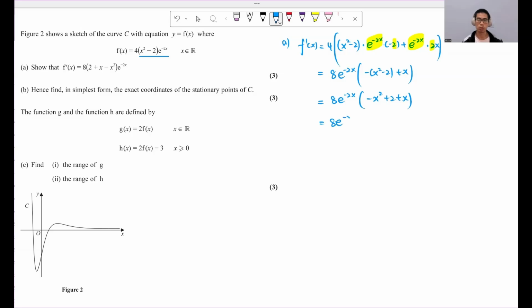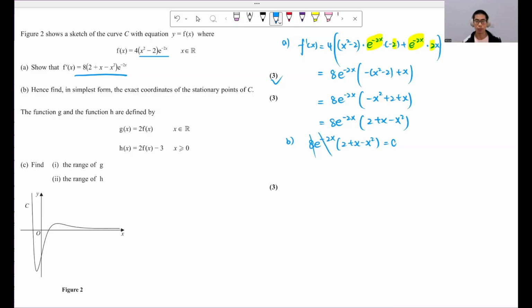Put into the same order, that would be 2 plus x minus x squared, which is the same as part A. So 3 marks. And then part B: hence find in simplest form the exact coordinates of the stationary points of C. To find the stationary points, we just let the derivative equal to 0. So we let 8e to the power negative 2x times 2 plus x minus x squared equal 0. Divide both sides by 8, and the 8 cancels out. And then e to the power negative 2x is always more than 0.